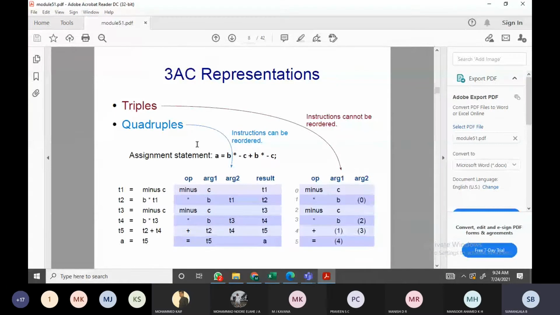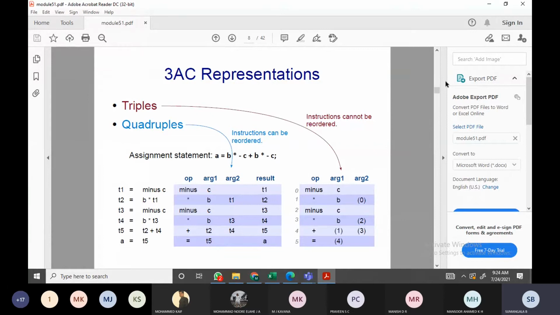So consider this expression. The statement is A is equals to B star minus C. Here minus C is a unary operator, right? That means you are indicating the sign of C, plus B star minus C. So this is the high level language statement we have. For this one, now you have to represent the intermediate code. How do you represent the intermediate code?